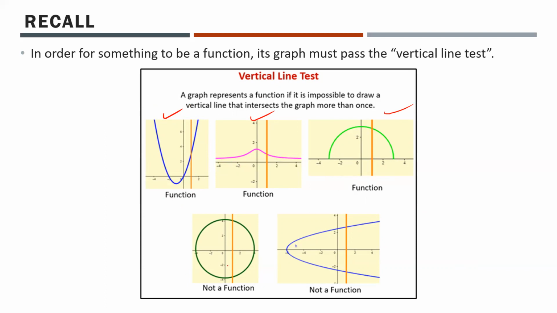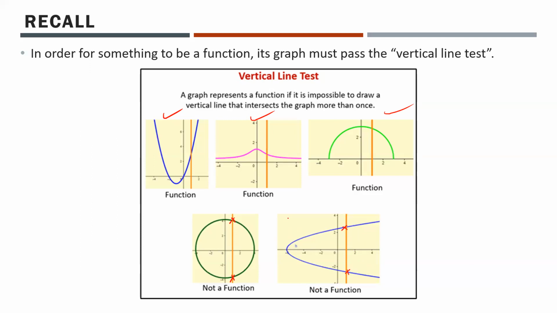This full circle though, we're in a little bit of trouble. If we draw a vertical line, notice it crosses here and it also crosses here. That's more than once, right? Therefore, it's not a function. Same with this one right here, which looks like a quadratic that turns sideways. This one is also not a function because, as you can see, we're crossing more than once.